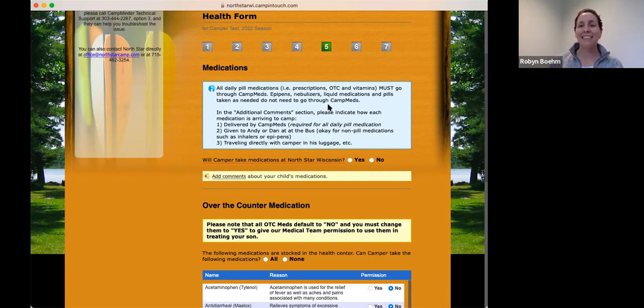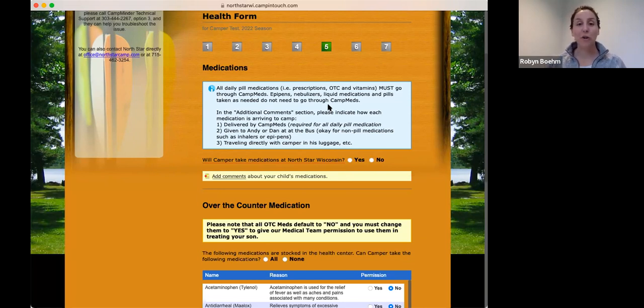If it falls outside that category, so it's daily and liquid, or daily and inhaler, something of that sort, then it does not need to go through Campmeds. We can talk about the method of getting those medications up to camp safely. But like I said, if it is daily and pill, it needs to go through Campmeds. I cannot reiterate that enough.